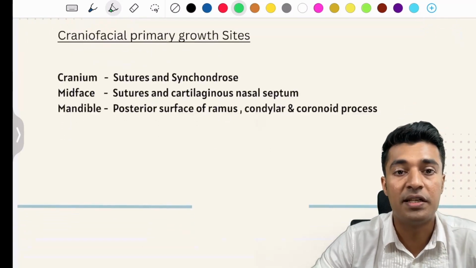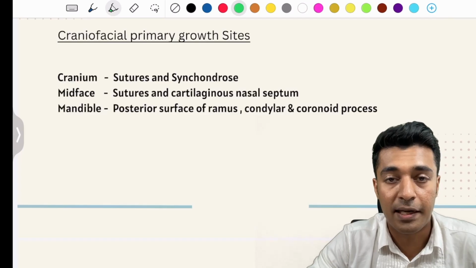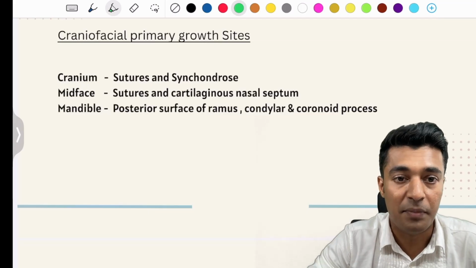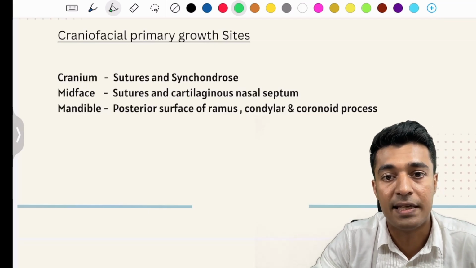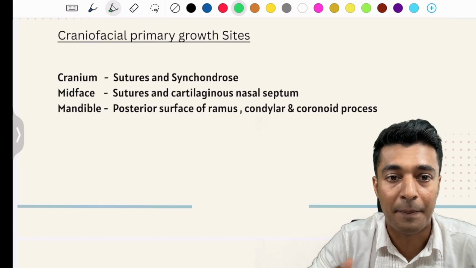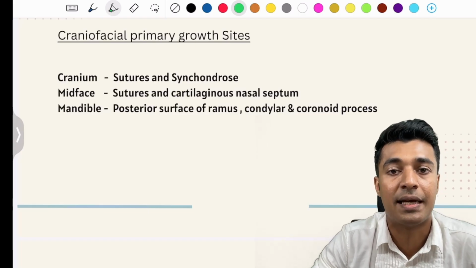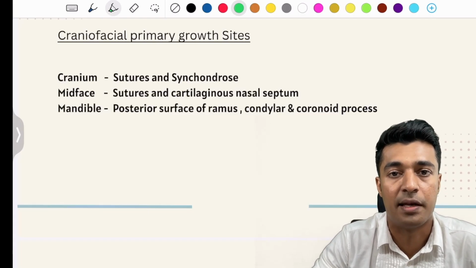Coming to the craniofacial growth sites. In the cranium, the primary growth centers are the sutures and the synchondroses. At the midface, the sutures and the cartilaginous nasal septum are the growth sites. In the mandible, the posterior surface of the ramus, the condyle, and the coronoid processes are the growth sites. You just need to remember the names.